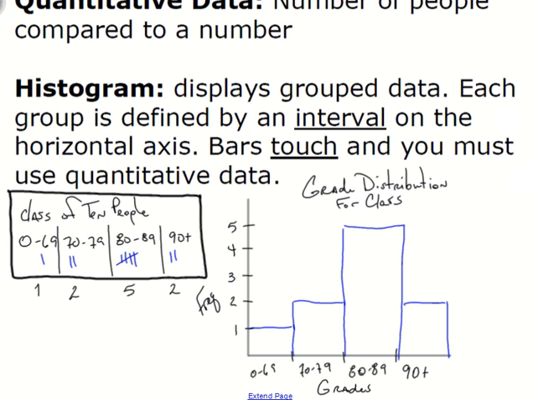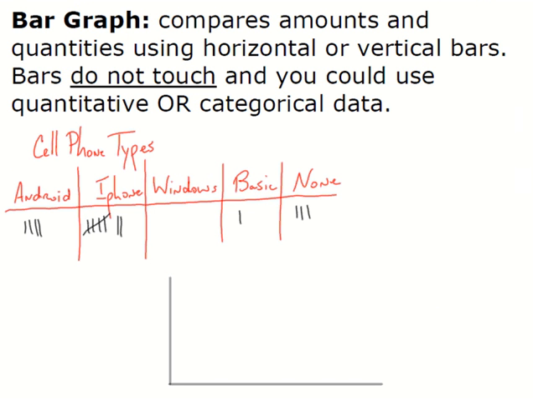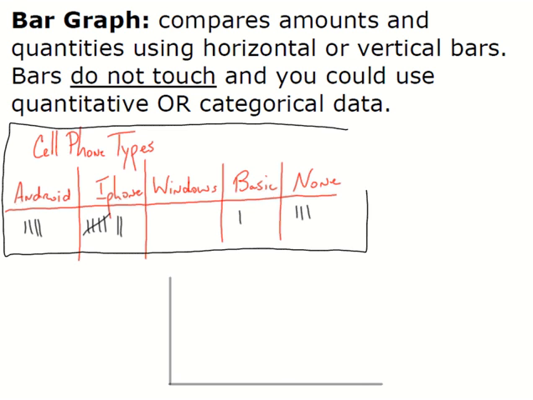Next, we're going to look at bar graphs. Okay, with bar graphs. Here in a bar graph, we're going to be comparing amounts and quantities of horizontal and vertical bars. The bars do not touch each other. So this particular survey here was conducted of what types of cell phones students have. So we have Androids, iPhones, Windows phones, basic phones, and no phone at all. We can create a bar graph using this information.